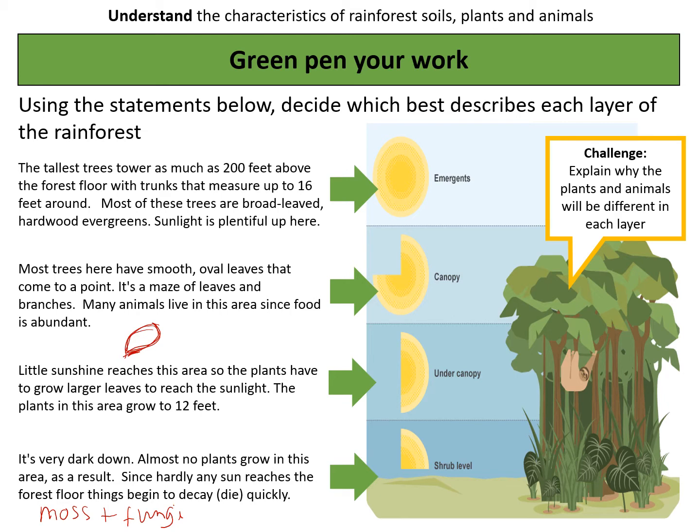Now, because there are many plants in this area, there is an abundance of animals that live there because that is where the food is most common. And then we have the emergent layer. So this is where the tallest trees tower up to 200 feet above the forest floor. And these trees are known as hardwood evergreen trees. So they are green and rich and vibrant all year long. Not vast, sorry, dense, because the sunlight is 100% visible there.